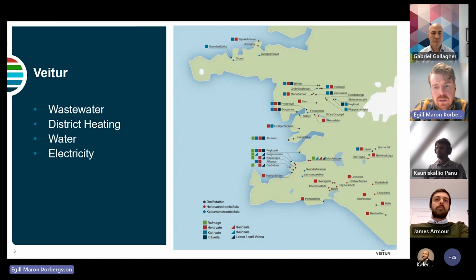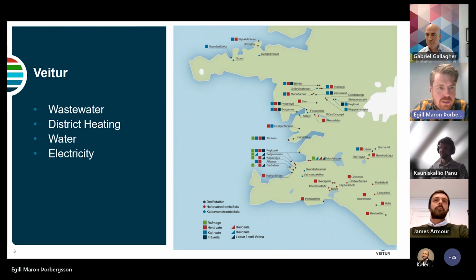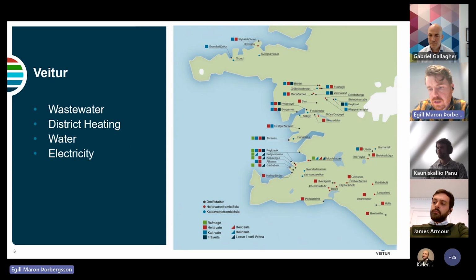Then here is a figure of Veitur. As I say, Veitur is owned by Reykjavík city, the municipality, and Akranes, a small city here in the west, and also Borgarnes, but most of it is owned by Reykjavík, the municipality. So we run the district heating network for the capital area. However, we also run it in a couple of small towns in the west part of Iceland, and also in the south part of Iceland. But I will focus mainly on the capital area today.